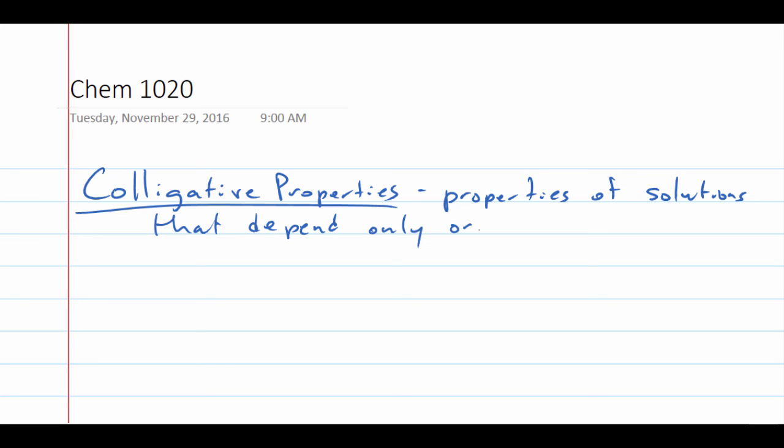So we say that colligative properties are these. We say that these are properties of solutions. These are properties of solutions that depend only on the concentration of solute particles and not on their identity.